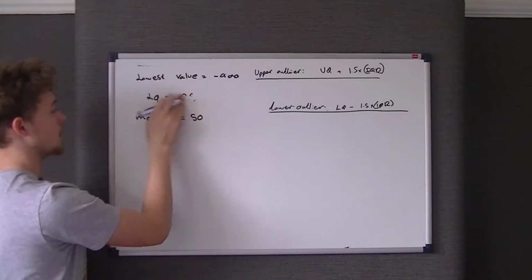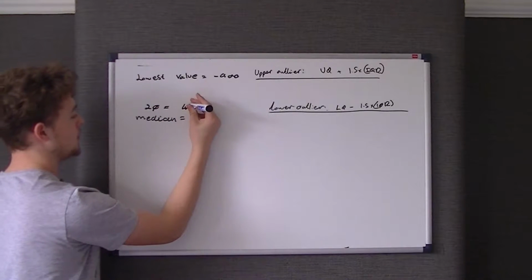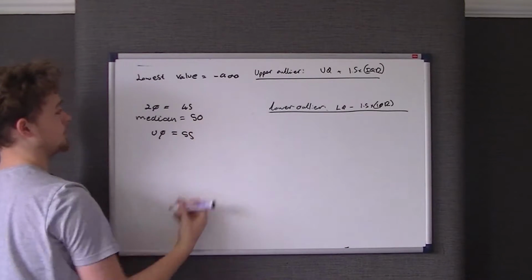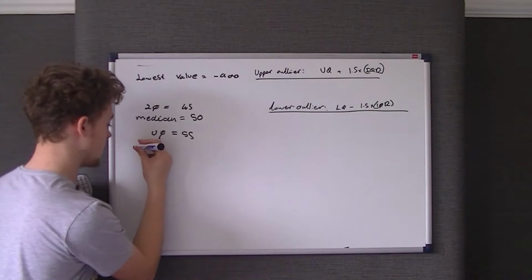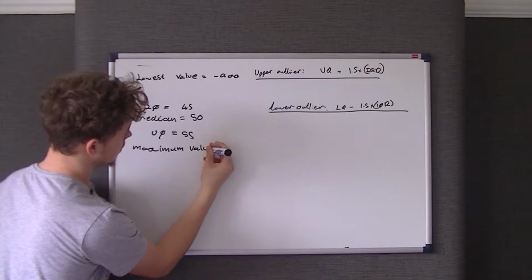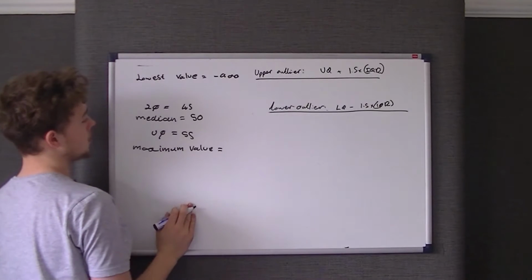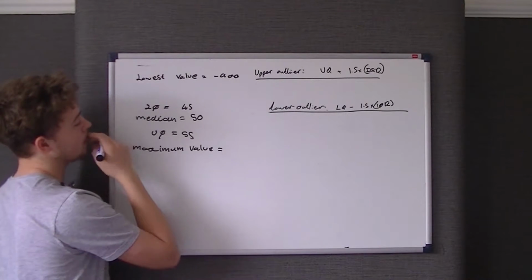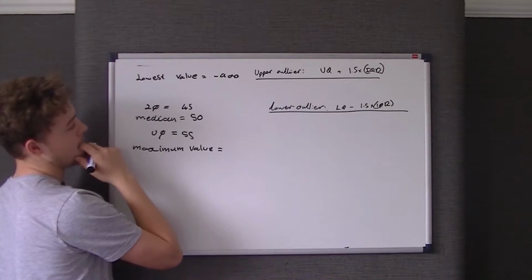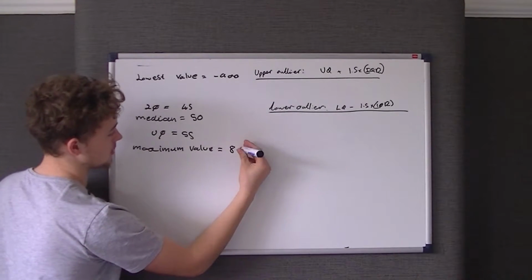No, actually, it's too big. Sorry, one sec, let's change it. So the lower quartile, let's say that's 45, and the upper quartile, let's say that's 55. Okay, that's better. And then let's say the maximum value was 800.